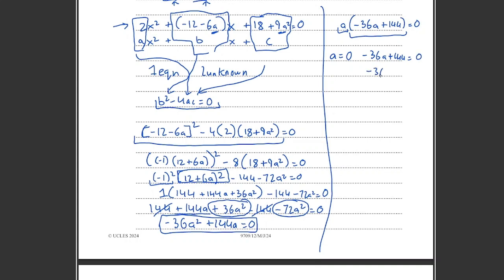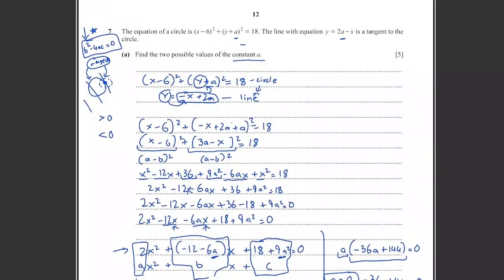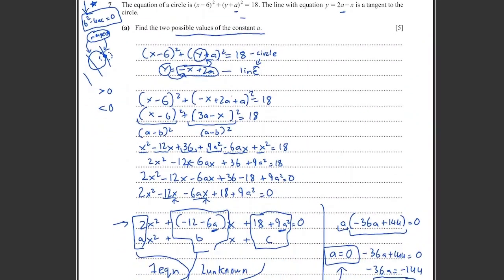Take the 144 over there to the other side. That's just going to be negative 144. And then divide by negative 36 over there. You're going to get your answer as 4. So the two answers are a equals 0 and a equals 4. That's what you were trying to find, the two possible values of the constant a.